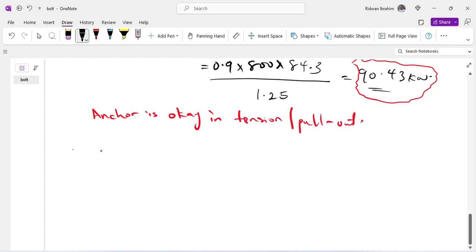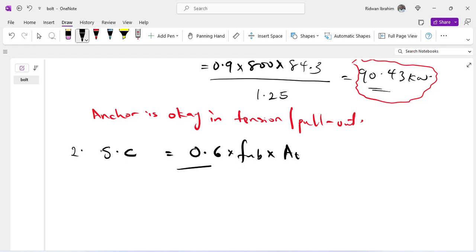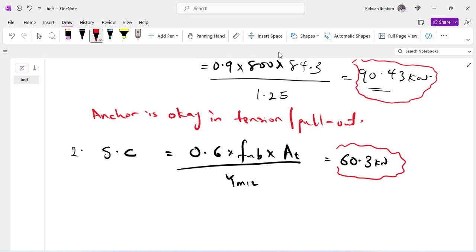So we'll go to the second failure, which is the shear. So now let's calculate our shear capacity. The formula is almost the same. So that is 0.6 multiplied by FUB multiplied by your threaded area divided by gamma M12. So the only difference is that this one is 0.9 and this one is 0.6. Okay, so if you put this in the formula, you should have 60.3 kilonewton. So this is our shear capacity.